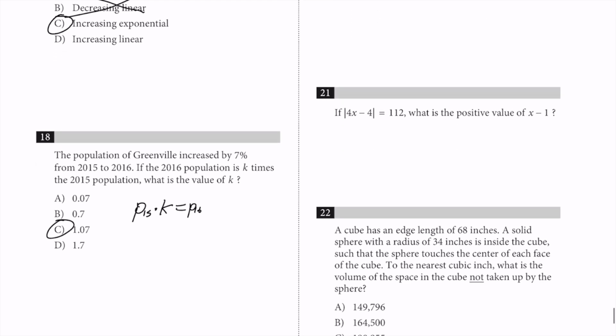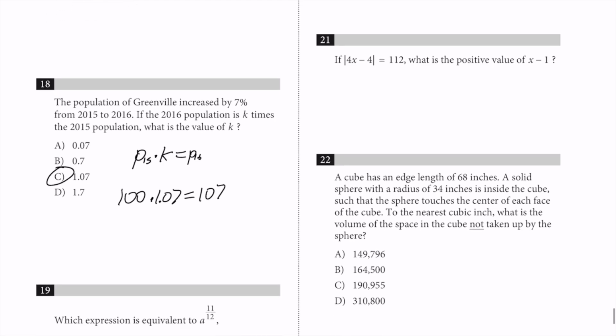For example, if you had 100 times 1.07, it would equal 107, which is a 7% increase. So that's how you get from A to B.